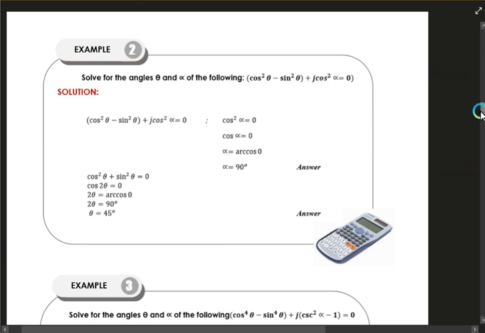So, another example. Solve for the angle theta in the following: cosine squared theta plus sine squared theta minus j cosine, what symbol is that? Alpha. So, is equal to 0. We have cosine squared theta minus sine squared theta plus j cosine squared. Based on theorem number 1, we have to equate it to 0, because 0 is the right side of the equation. Which part is our imaginary and which is our real part? Our real part is the one without j. So, that is cosine squared minus sine squared theta.